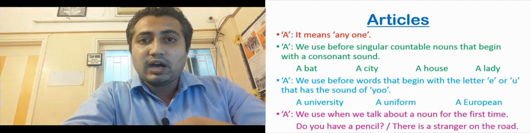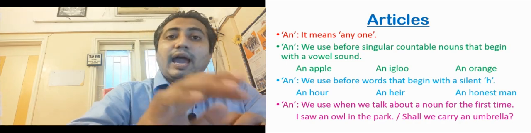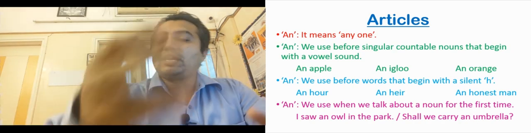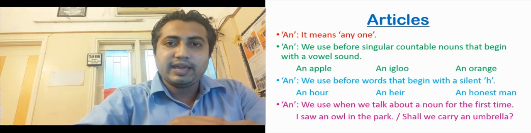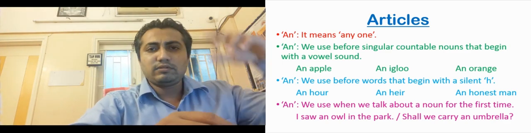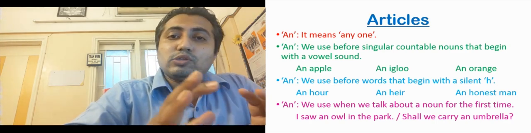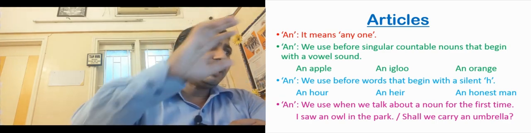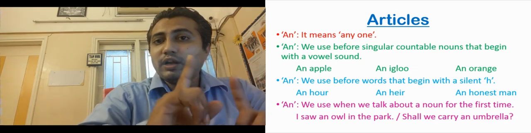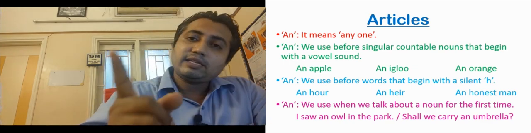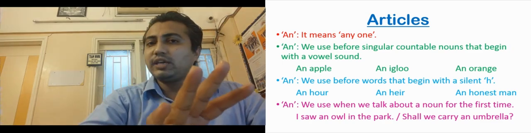Let us go to the next article, that is an. An means what? An also means anyone, कोई भी एक. ठीक है, an elephant, कोई एक elephant. An apple, कोई एक apple. So an also has the same meaning. An also is used before countable nouns only. Countable nouns, जो count कर सकते हैं, ऐसे nouns के आगे ही an is used.